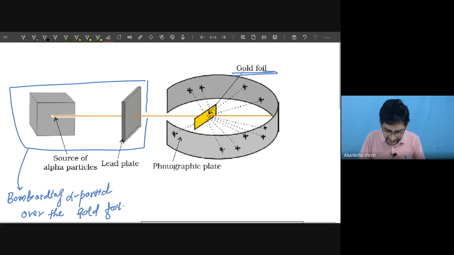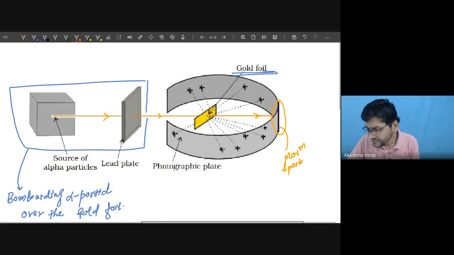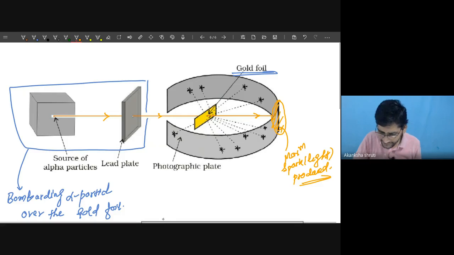Then considering the individual alpha particle which is moving and drawn here with the yellow line, the observations were noted. It was observed that most of them are passing as it is and hitting the region in front of it. In this region, maximum light, or a spot or a spark, was produced. When maximum light was observed in this region, that confirms that most of the alpha particles have crossed this gold foil and hit this region. That is the one thing.